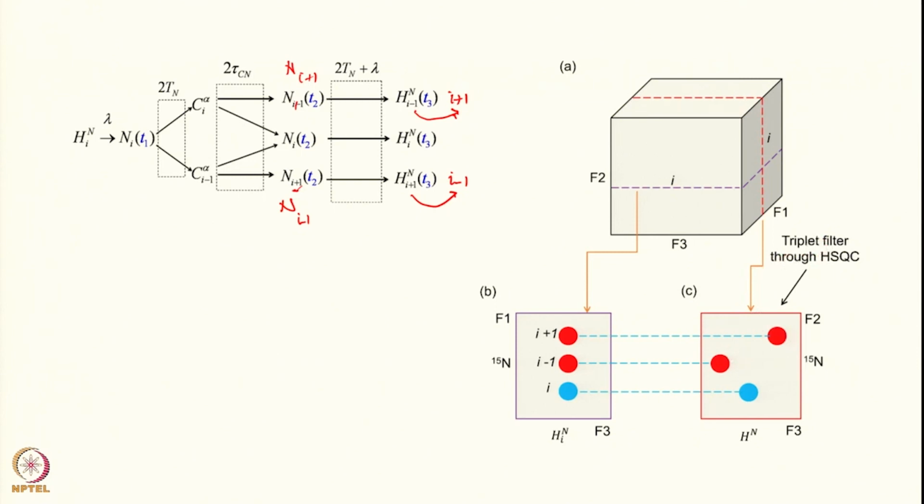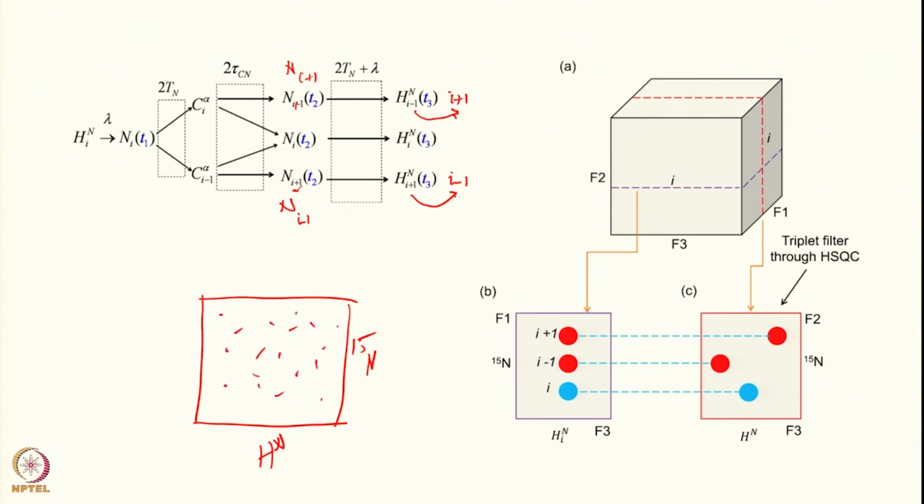What do I mean by that? Suppose I have an HSQC spectrum, this is N15 and this is HN. You have lots of peaks here, okay. You have many peaks for the 2D spectrum. But now, out of these, whichever are the 3 consecutive residues, you will filter them out in this particular plane. You will filter that in a particular plane, okay.